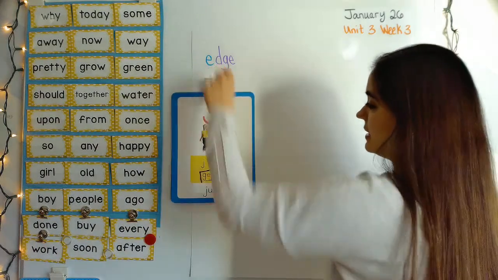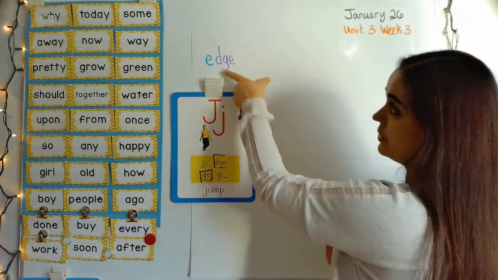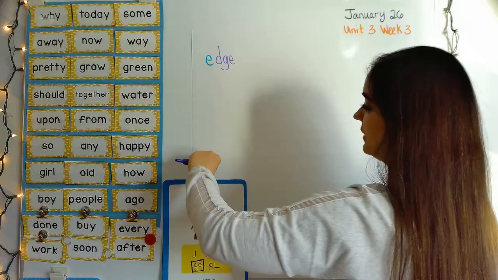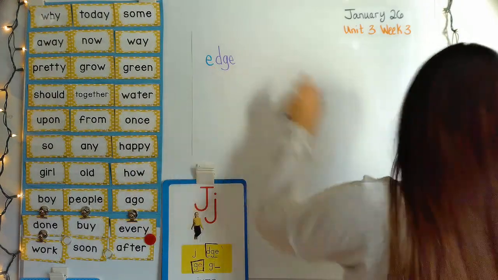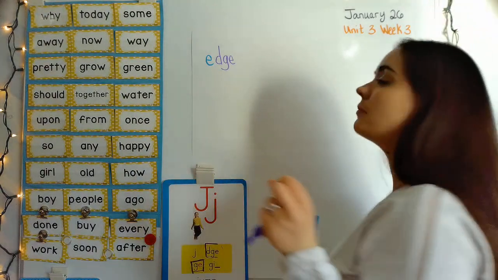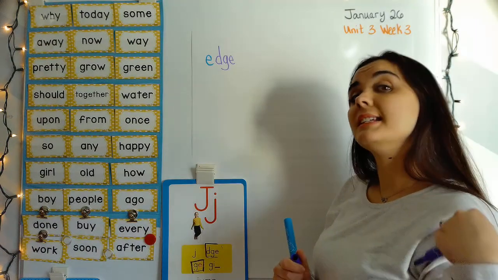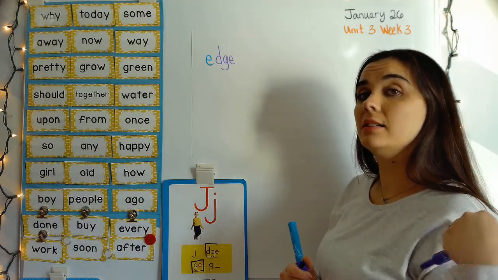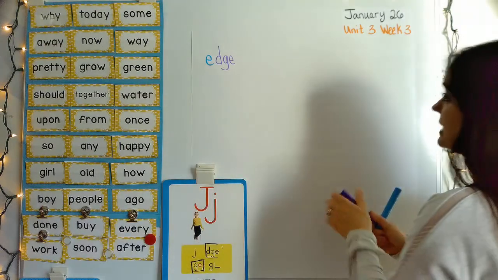D-G-E is going to make that soft G. You see how the D-G-E is only at the end of the word? Okay. Edge. Edge. Next word. Scent. Your turn. S-E-N-T. Scent. Scent.